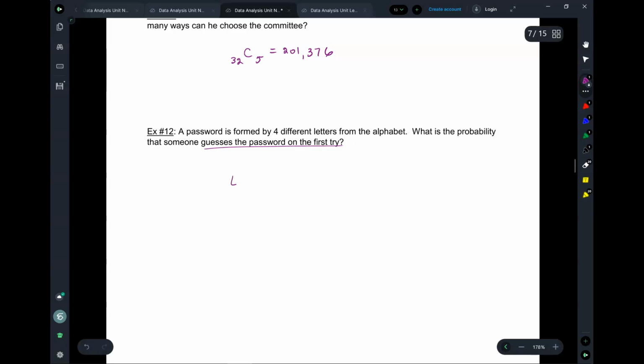So, if I have L, Q, R, S, if that's the password, it's not just any 4 letters. It's 4 letters in a specific order. Because if I choose 4 letters and I get these letters, but I somehow order them like this, that's wrong. So the order does matter. If I do pick the correct 4 out of a hat, the way in which I arrange them also matters. Okay? SQRL, that's a thing.